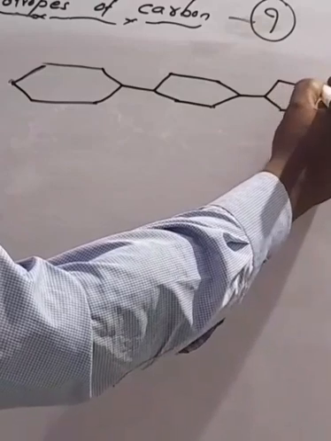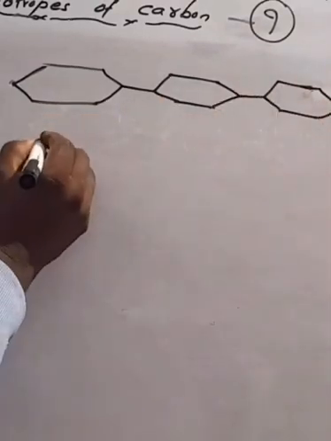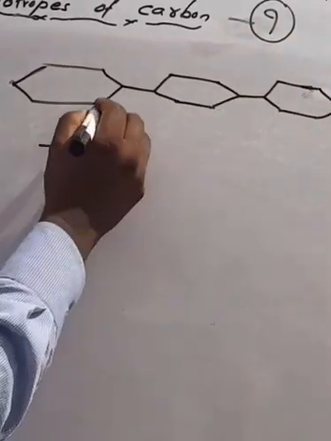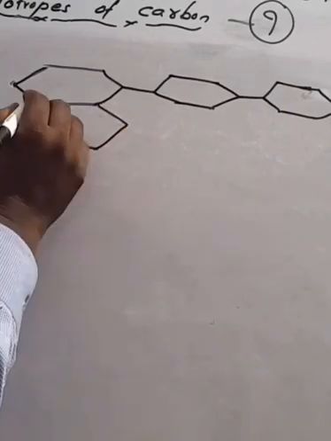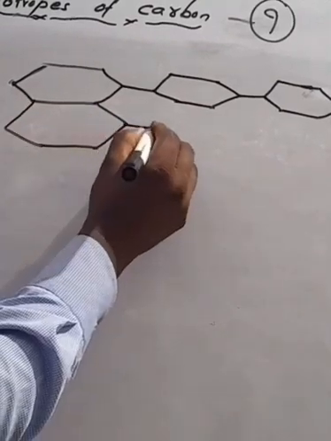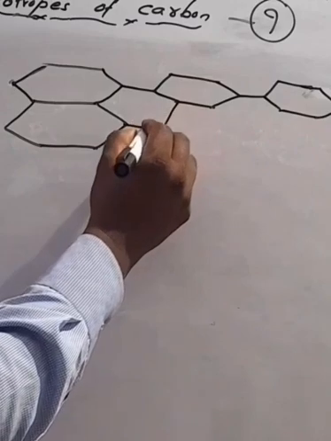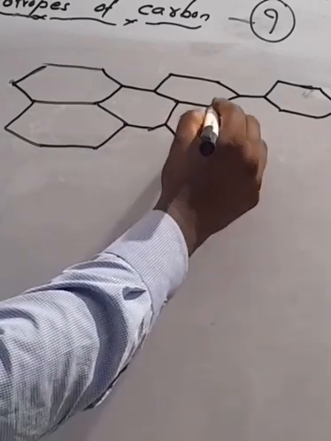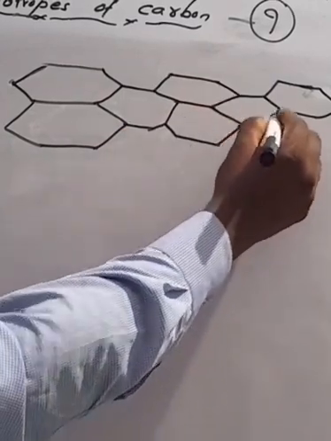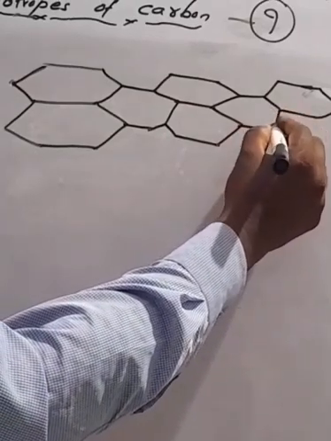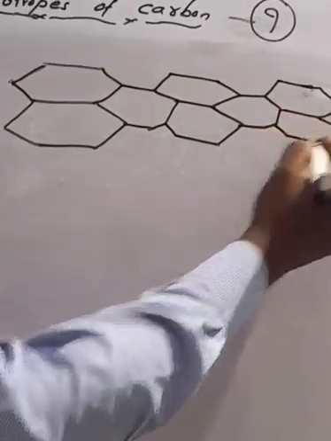Next we can draw the diagram of graphite. We can attempt the diagram from the examination point of view. Just like this, you have to take a small cyclohexane, like that.